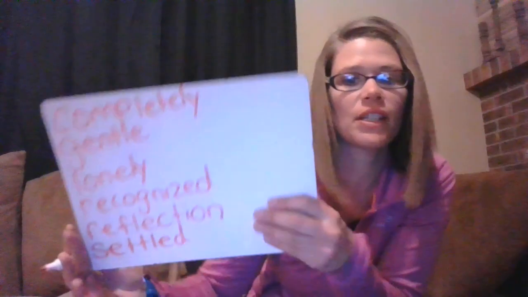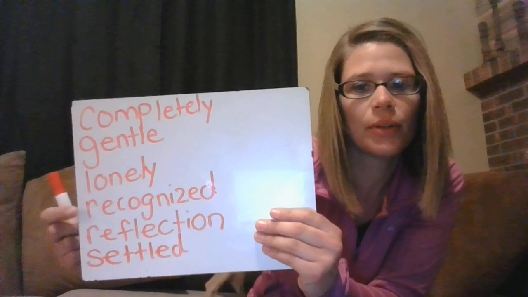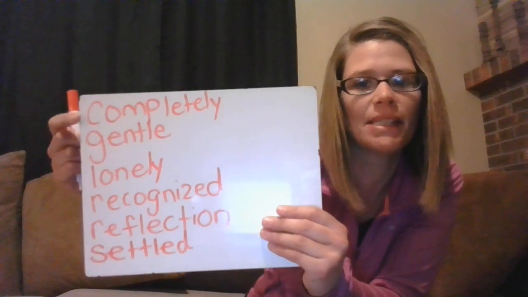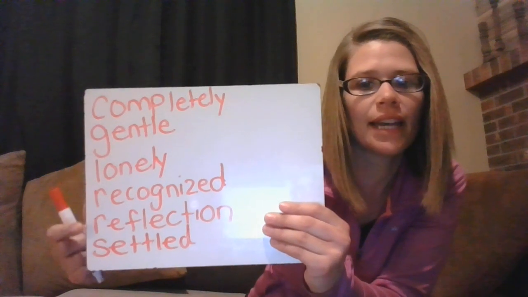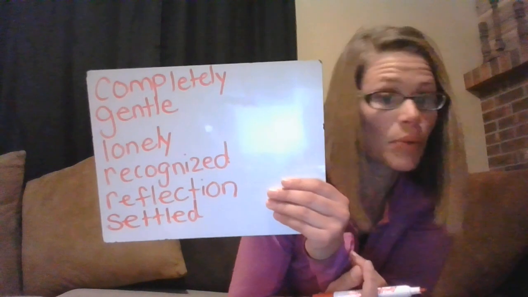Okay, next arrow, we're going to move to that purple arrow. My purple arrow says, I can tell how words are used in real life. Okay, remember your real life words for this week are completely, gentle, lonely, recognized, reflection, settled. So one more time, it's completely, gentle, lonely, recognized, reflection, settled. We're going to talk about a couple of these words, okay?